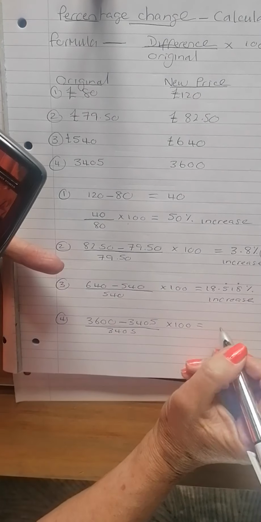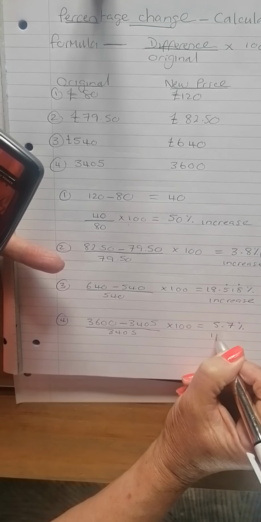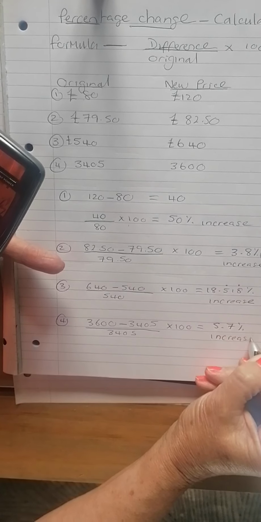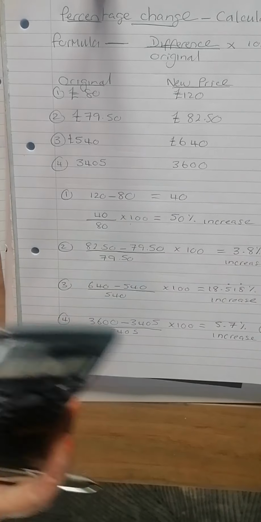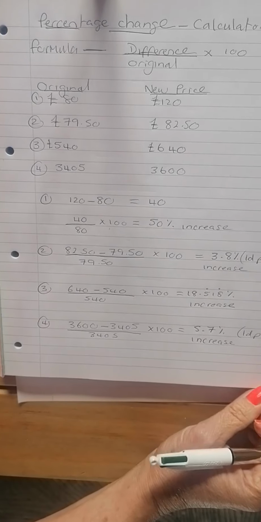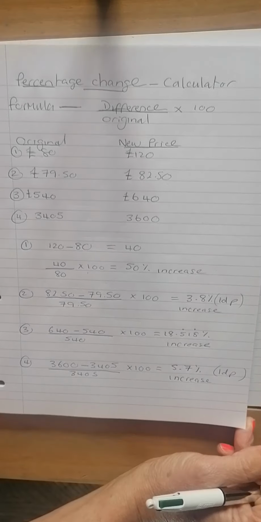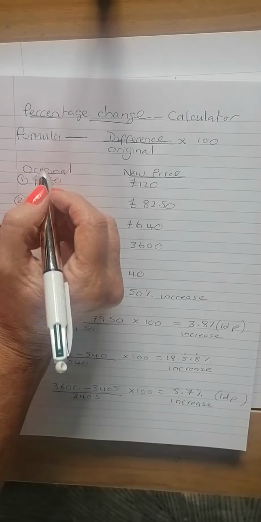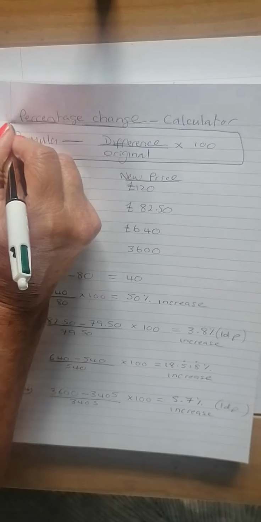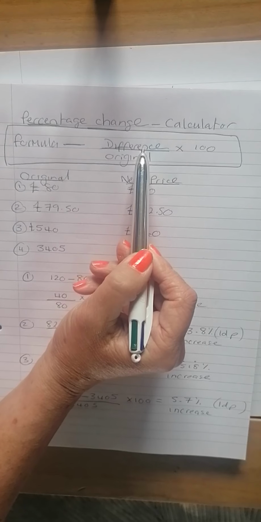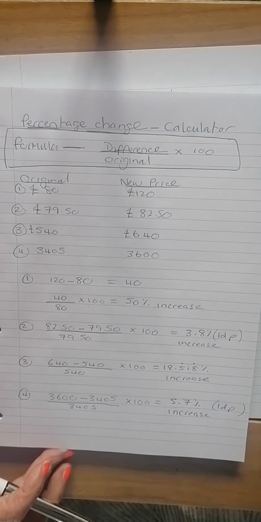I'll just do it to one decimal place, 5.7% increase. And that was to one decimal place. Normally in a question they'd specify if they want a certain degree of accuracy. So just remember the main formula at the top there. There it is. Difference in the price over the original multiplied by 100, and that's how you find percentage change.